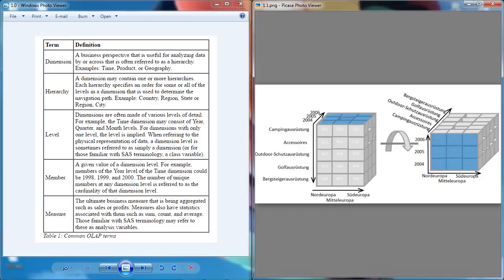Normally hierarchy relates to a dimension. A hierarchy means the continuous flow of any system. I will read: a dimension may contain one or more hierarchies. Each hierarchy specifies an order for some or all of the levels in a dimension that is used to determine the navigation path. For example, country, region, state or region, city.